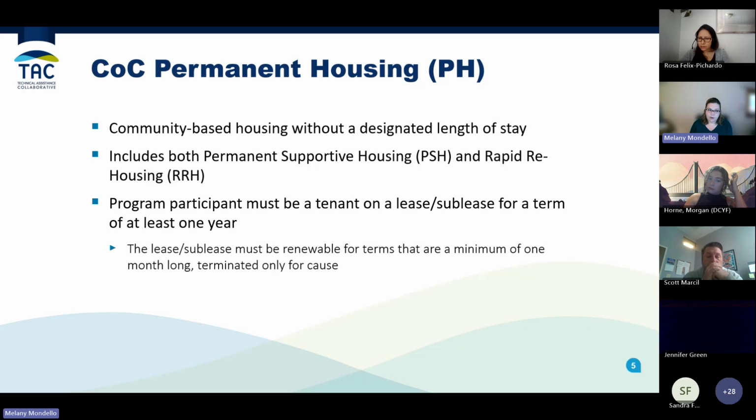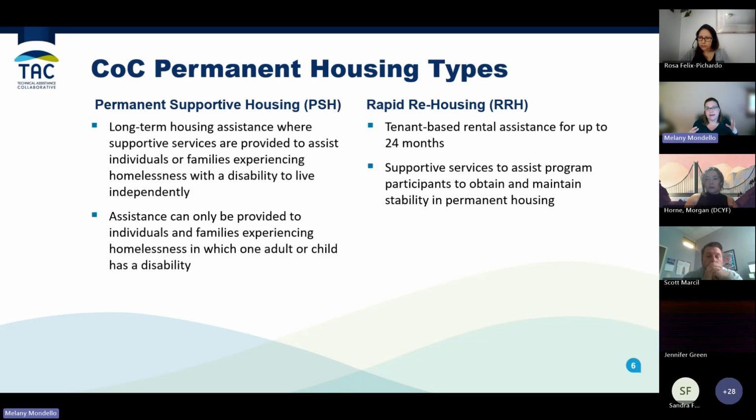The PSH model includes services, as does the rapid, but the PSH model, you have to serve people who have a documented disability. So for PSH, the CoC program provides the long-term housing assistance to pay for units. People have to have a disability, and they have to meet the homeless definition.